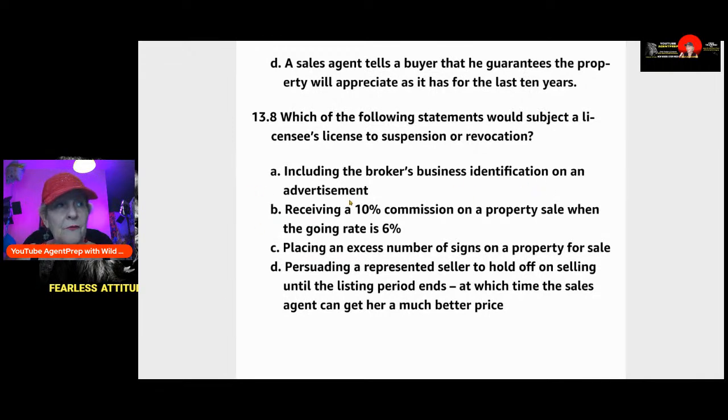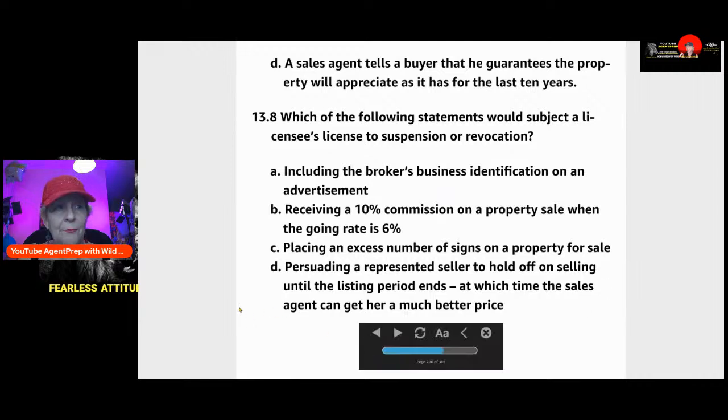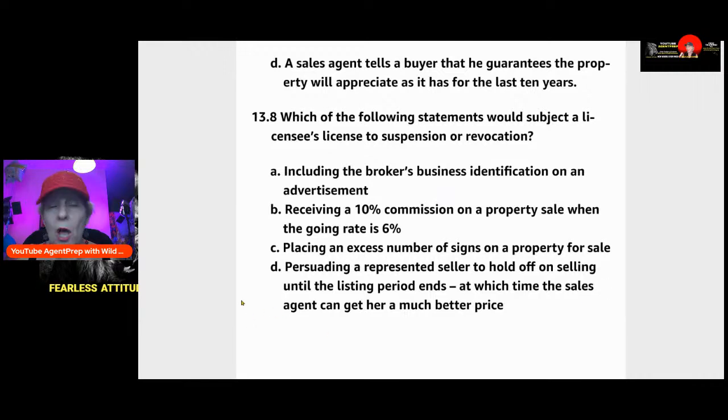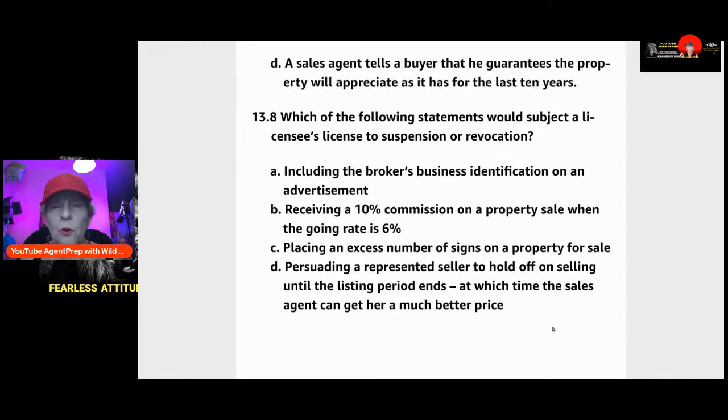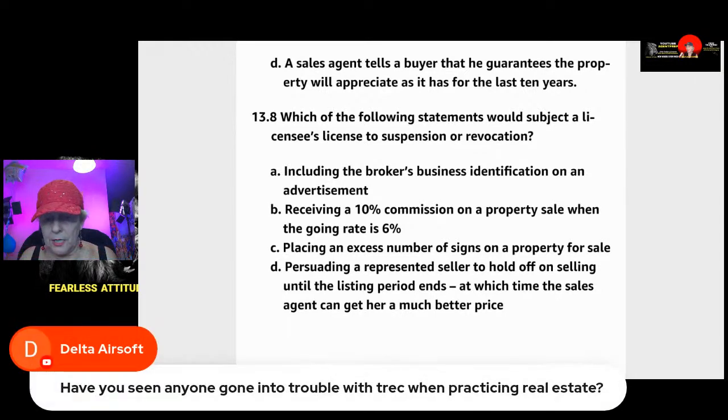Put in the business identification on an advertisement. Yes. Placing multiple signs on a property. That's okay. But D is not. Persuading a represented seller to hold off selling until the listing period ends. Well, if the listing period ends, you no longer have an agency relationship. So they're saying at which time the sales agent can get a much better price. Well, no. They no longer represent the client. The client is independent. So it is D.